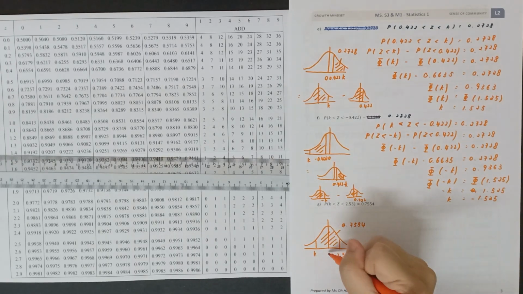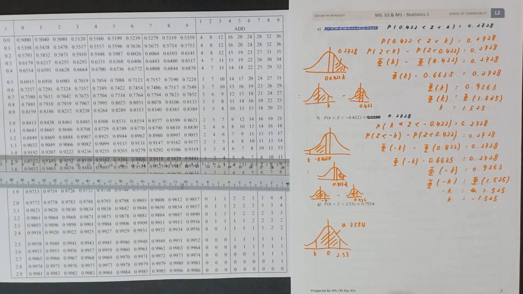Okay, so now you can continue. Do you still remember how to do this? You need to use the smaller than 2.53, then you need to reflect your K again. So the first thing you need to find is the whole thing for 2.53, then you need to minus the whole thing for negative K. If you forgot how to do this, please refer to the previous lesson.